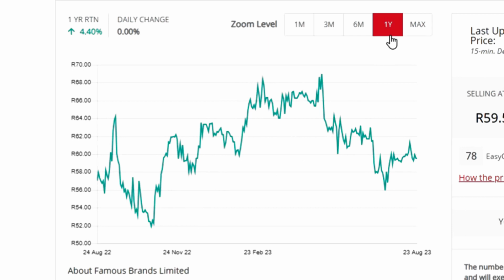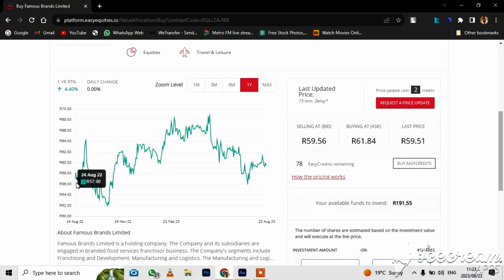Because as you can see, 6 months is around here. So within a year, it went from 57 rand to 59. So it's not bad, guys. It's not bad. It looks like this company within 12 months, within a year, has been playing between 50 rand and 70 rand. That's how much it's been going up and down, fluctuating.